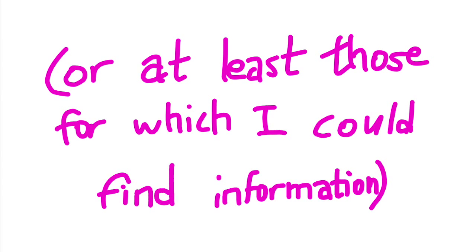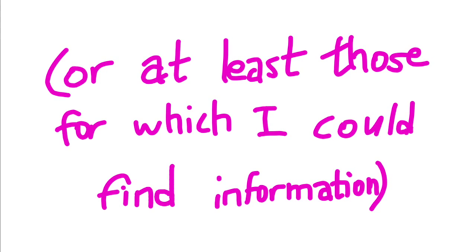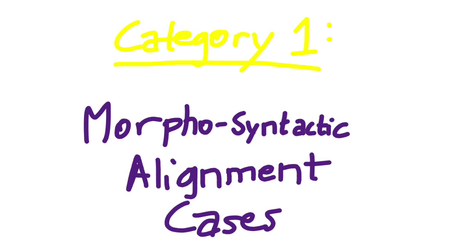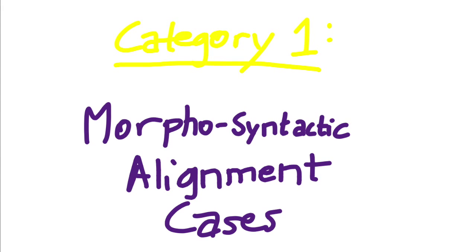Now I'm going to list them all, and it is going to be fun, and conlangers can feel free to pause the video and write down the cases that they want to use. The first category that cases are put into is the most basic and fundamental, and therefore the most common. These describe a noun's function in a phrase and are called morphosyntactic alignment cases.